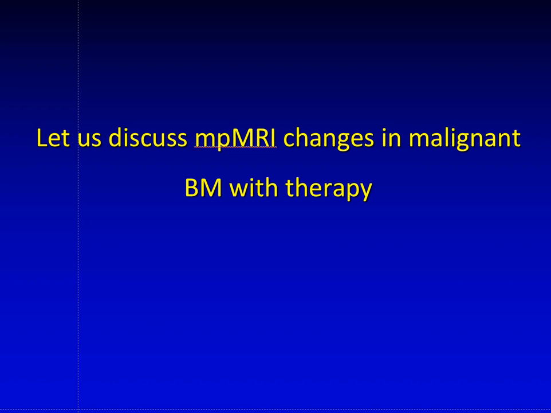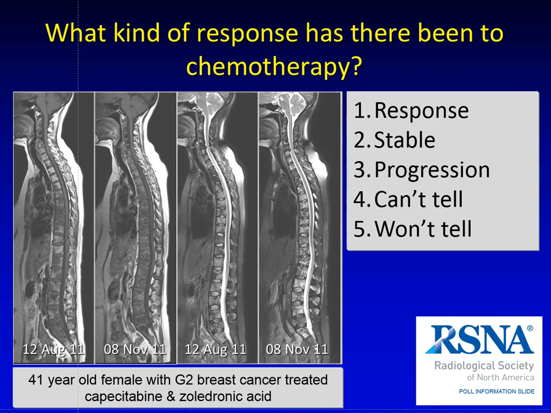Okay, so now let's discuss the value of multiparametric MRI for looking at changes of the malignant bone marrow with therapy. And what I'd like you to do is assess this case for me. This is a 41-year-old female with breast cancer who's being treated with chemotherapy. And what I'd like you to do is to look at these images and tell me if you think the patient's responding, whether she's got stable disease or whether she's got progression.